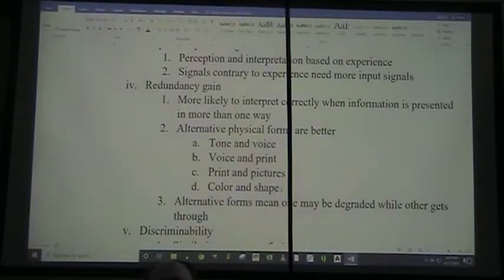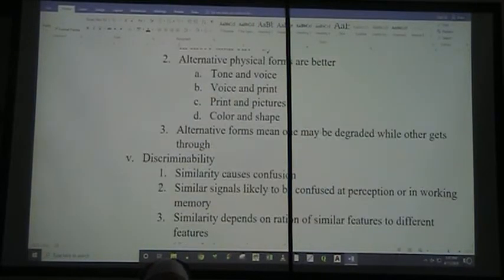I have also seen cars where you get lane departure warnings both visually and an alert signal. So those alternate forms mean one form might be degraded for whatever reason, but the other one has a chance of getting through.